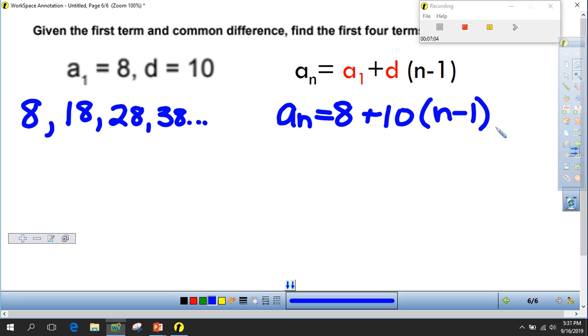Now, if I wanted to know one of those terms, I could just plug this into my calculator. Y equals 8 plus 10, parentheses, x minus 1, because in our calculator we use x's and y's. And then you can trace your graph to find any term that you want. You could also, if I wanted to know the 20th term, just plug a 20 in for n, and in my calculator do 8 plus 10 times 20 minus 1. And it would also give me the correct answer.